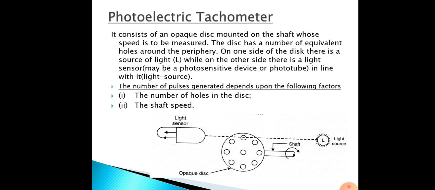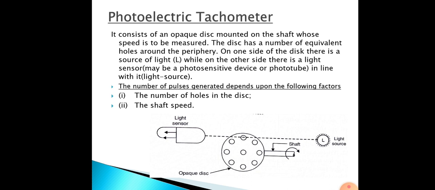Then the photoelectric tachometer, you can see over there the diagram. It consists of an opaque disc. There will be holes in that disc, and this disc will be mounted on the shaft. The disc has a number of equivalent holes, as I told you. On one side of the disc there is a source of light. You can see in the diagram there is one light at one end.